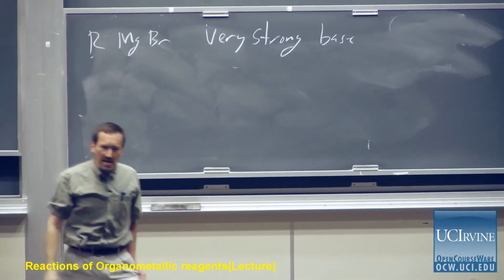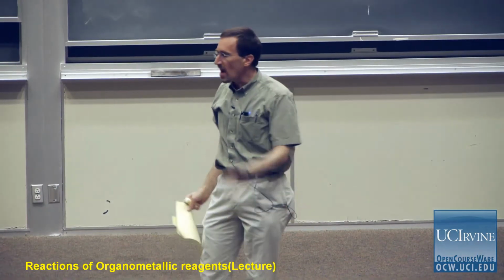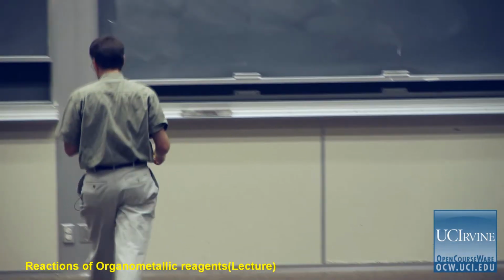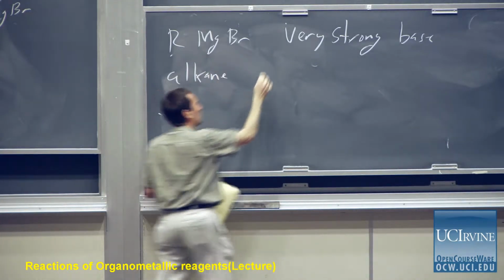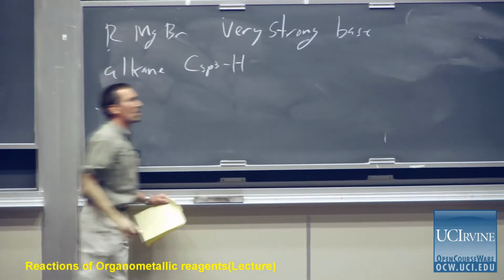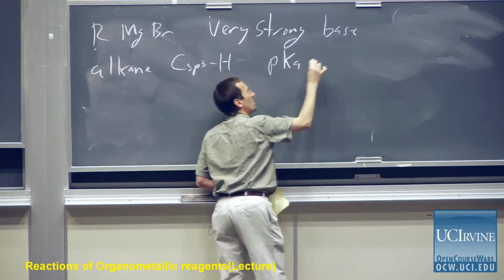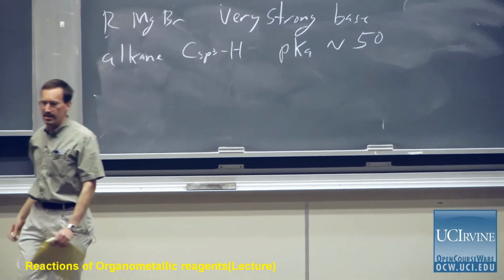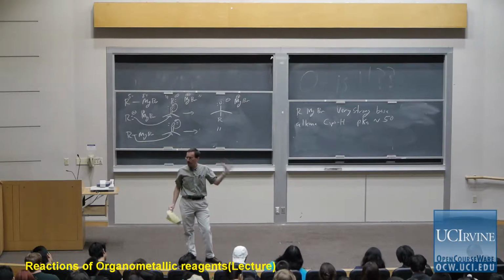We can think about basicity in terms of the pKa of the conjugate acid. So if you have butyl magnesium bromide, the conjugate acid corresponds to an alkane. In other words, where you have an sp3 carbon bound to a hydrogen, the pKa for such a hydrogen is about 50. That's about at the very end of the basicity scale. That's about as basic as you can get for a carbanion.